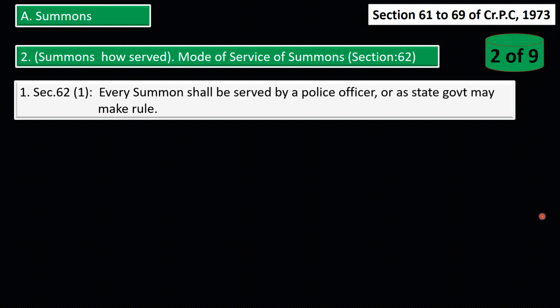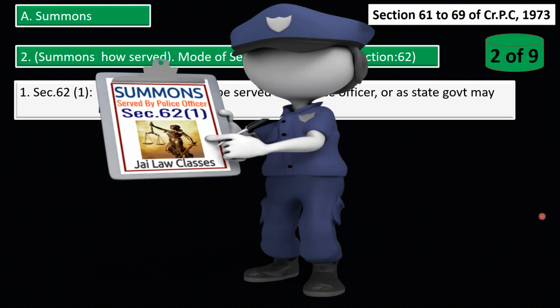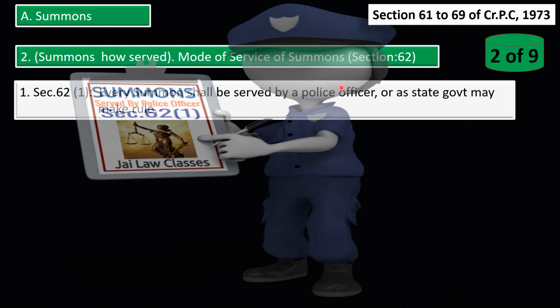Everybody knows that summons are issued by the police officer, but lawyers and law students know that summons served by police officers are under section 62, subsection 1. Subsection 1 of section 62 of the Criminal Procedure Code provides that the summons shall be served by a police officer, or as the state government may make rule.